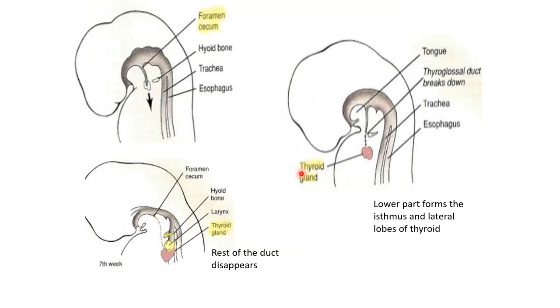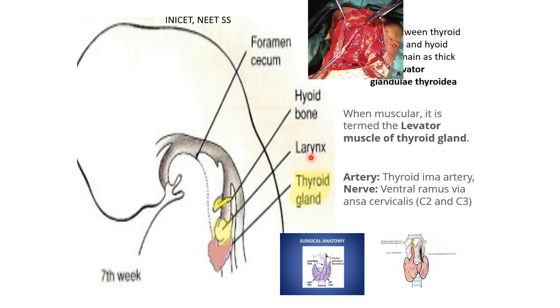Now, as I told you, obliterated, what exactly happens? The lower part of the duct will form the thyroid gland. The rest of the duct will disappear. Now, is it the end of the story of the duct? No. It does not obliterate completely. I'm not talking about a cyst. The duct itself may not obliterate completely. A part of the duct will form a fibrous cord with the hyoid.